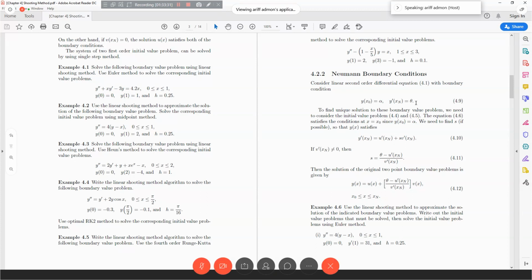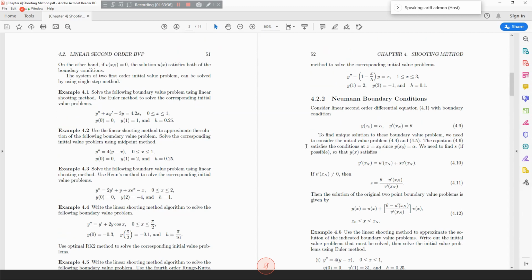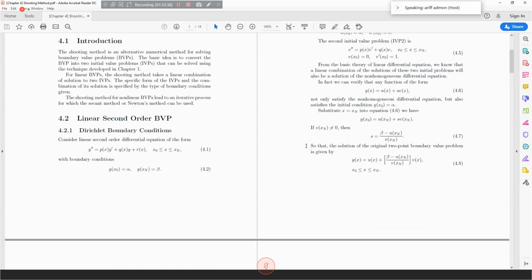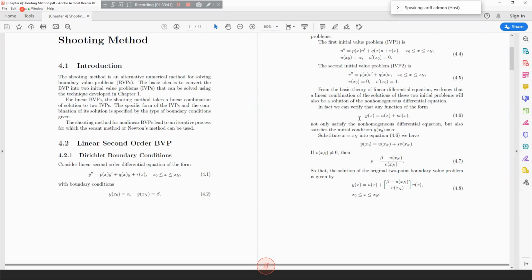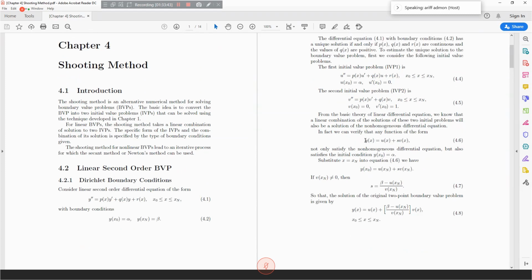Alright, so now, if you can see here, we are using a similar solution, a linear combination from equation 4.6, which is in your Dirichlet boundary condition. Once again, if we are using this one, this solution satisfies our second order differential equation 4.1, and also the initial condition y(x0).